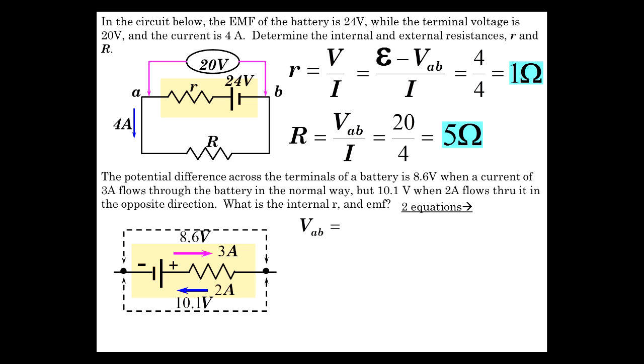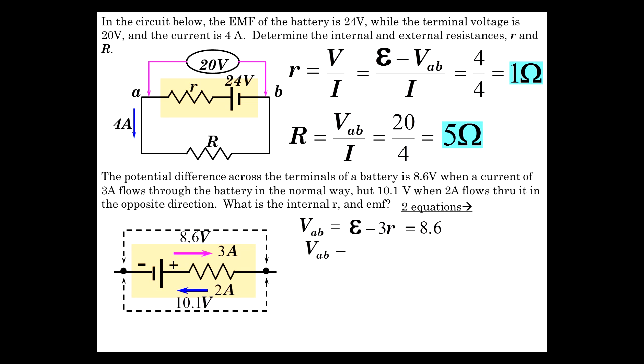VAB for the first one is 8.6 volts. It consists of the EMF, but dropped minus to plus, and then there's going to be plus to minus. There's going to be a drop across here. So EMF minus 3 amps times the resistance, whatever it is, call it R, equals 8.6.